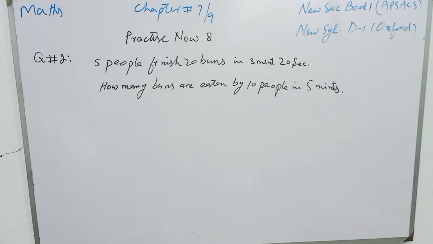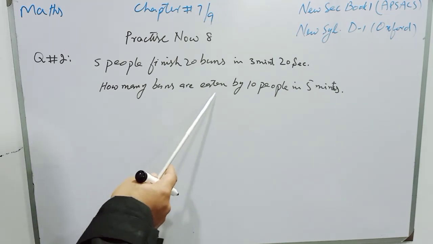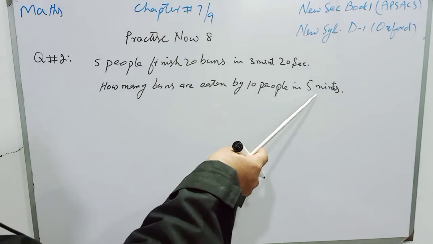Students, question number 2 of Practice Now 8 is, in a competition, 5 people finished 20 steamed buns in 3 minutes and 20 seconds. Assuming that everyone consumes steamed buns at the same rate and that the rate of consumption remains constant throughout the competition, how many buns are eaten by 10 people in 5 minutes?